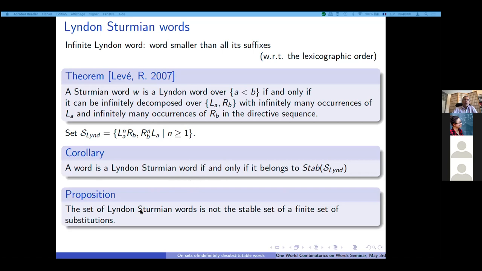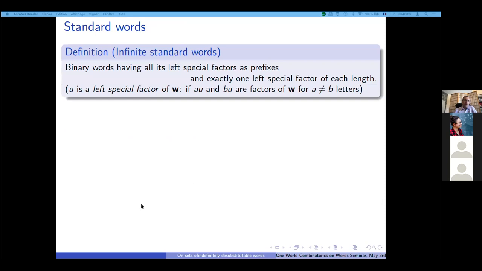We have exactly the same situation with standard words. Well, let me recall what infinite standard words are. Standard words are binary words having all their left special factors as prefixes and exactly one left special factor of each length. Where a left special factor is a word U such that there are at least two factors, AU and BU, with A and B different letters. Of course, if there are exactly two letters, we cannot have more than two extensions here.